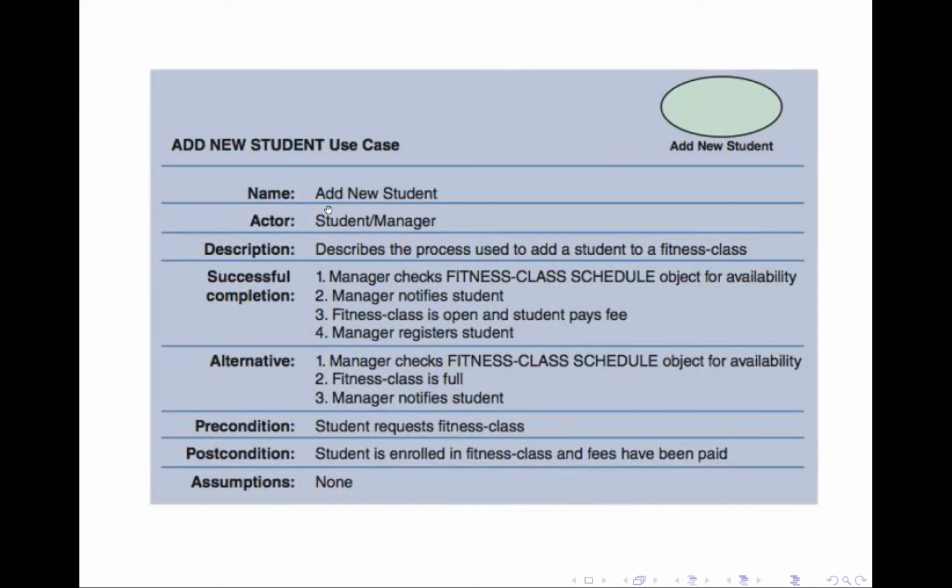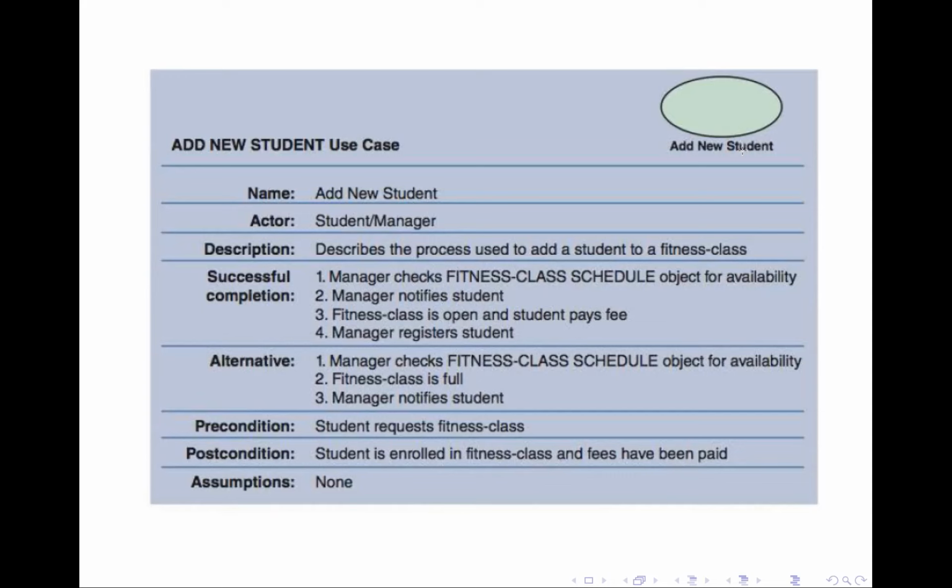We have the name. The name for this use case is add new student. And the actors that interact with this are either students and the managers. What happens here basically describes the process used to add students to the fitness class. Sometimes this might be a success, sometimes this might be a failure, there could be alternative actions. So if it is a success, then we will iterate what happens, right?